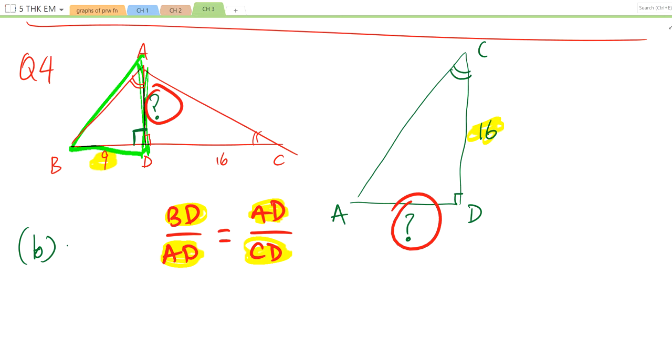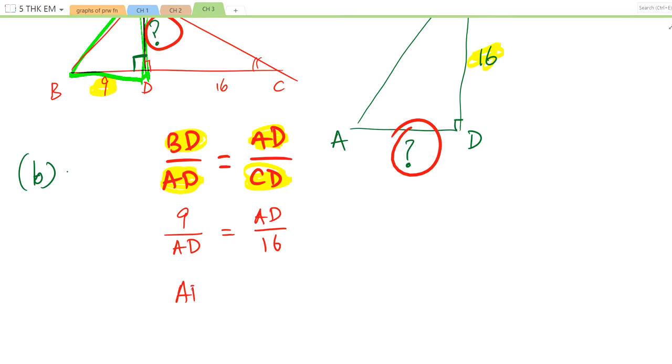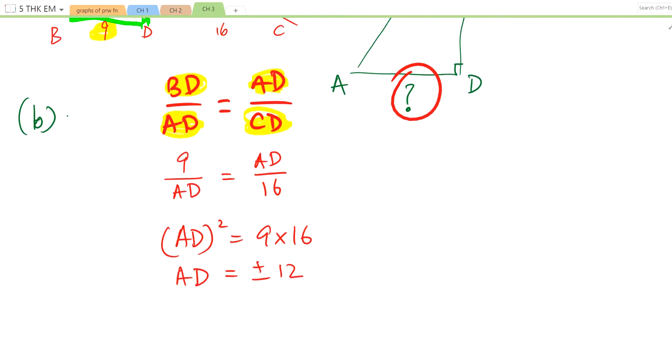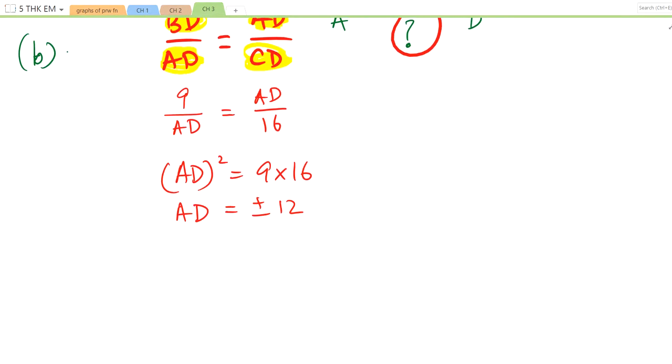Okay, I'm going to do substitution now. BD, how much is BD? 9 divided by AD. I don't know what that is. Equals to AD divided by 16. Can solve no? Yeah, AD square. AD square equals to 9 times 16. AD must be equals to plus minus 12. Right?